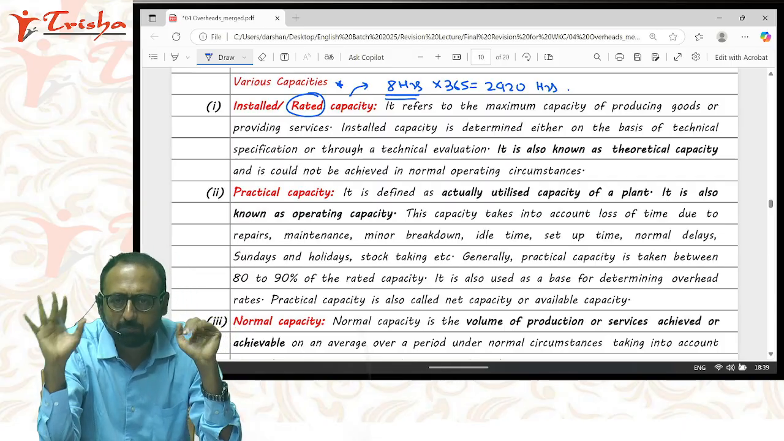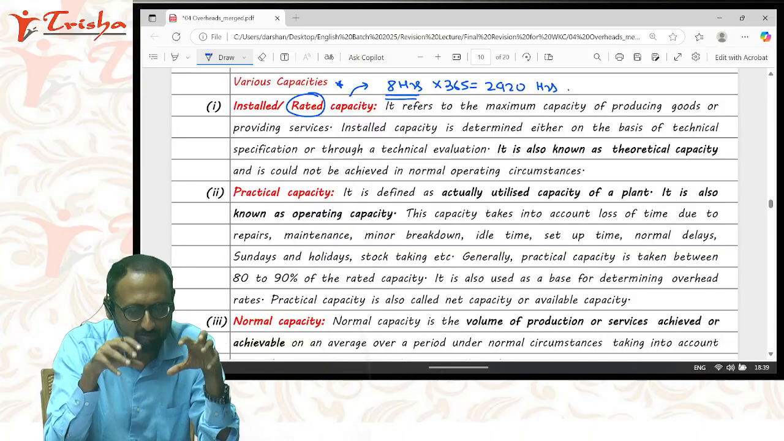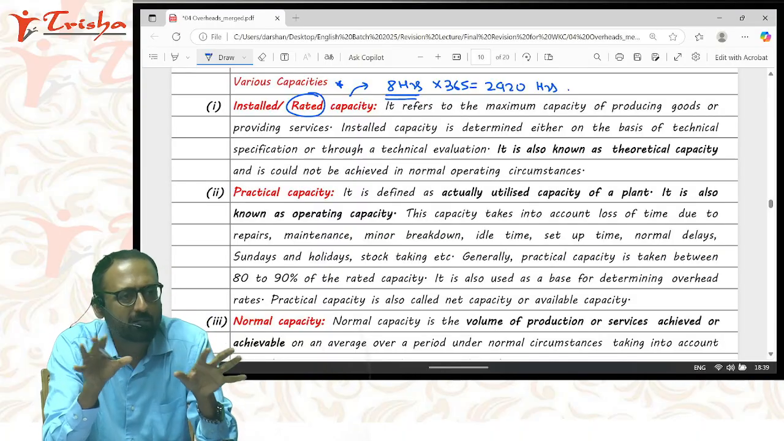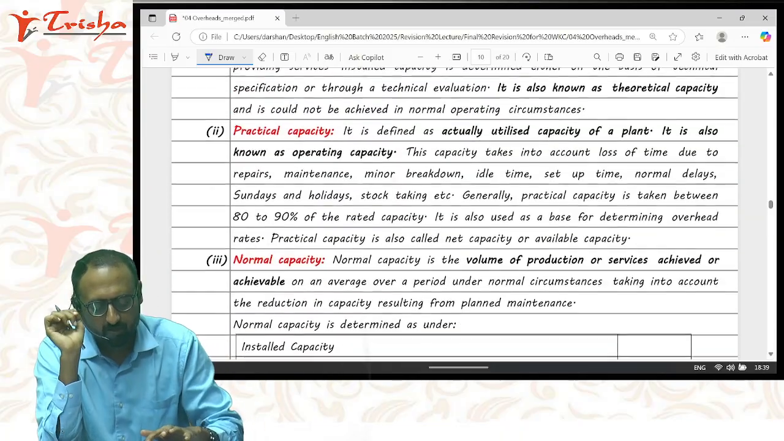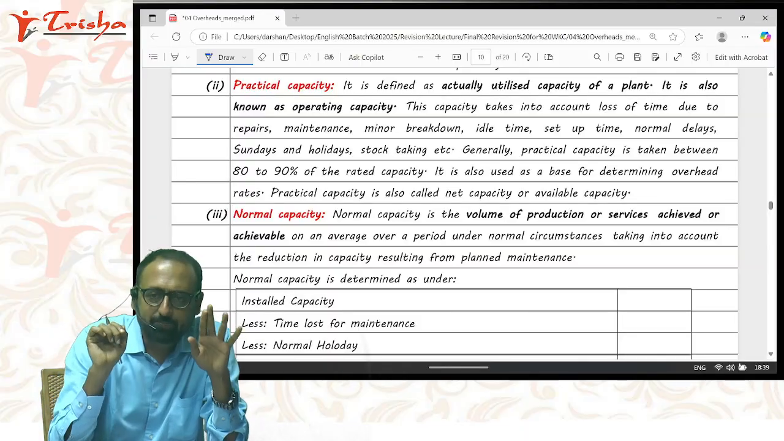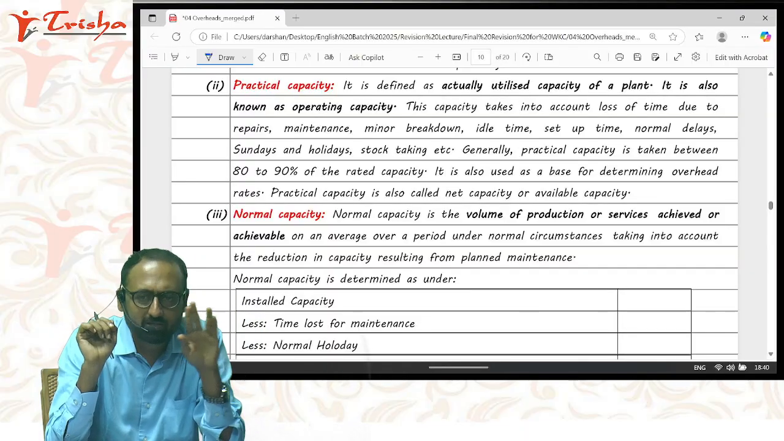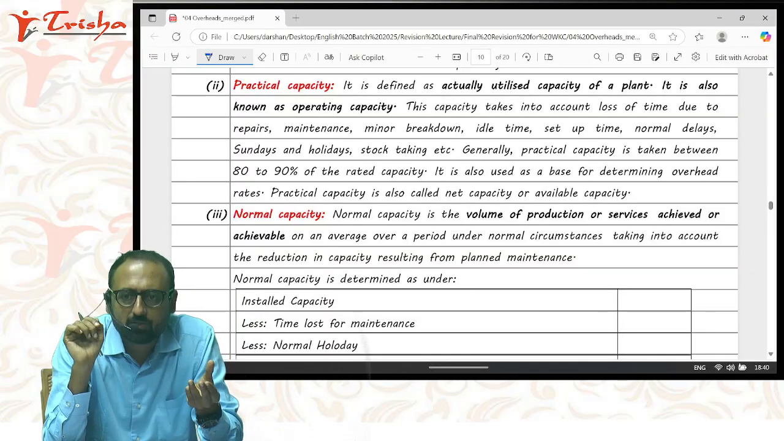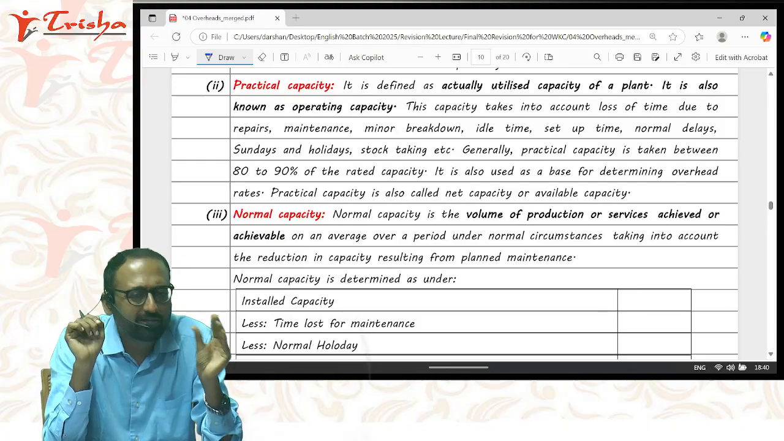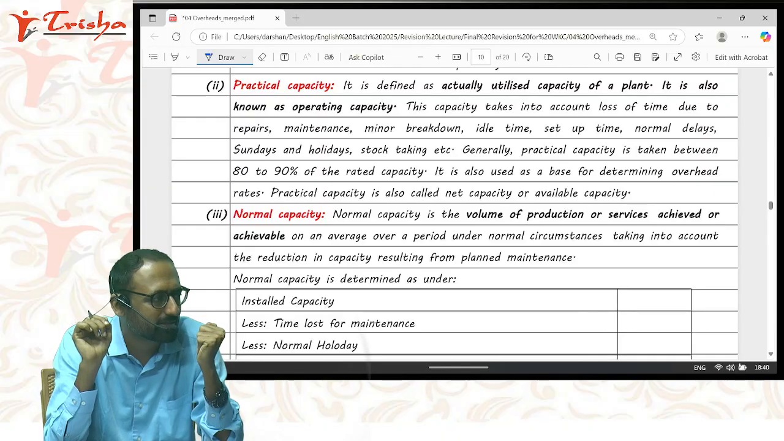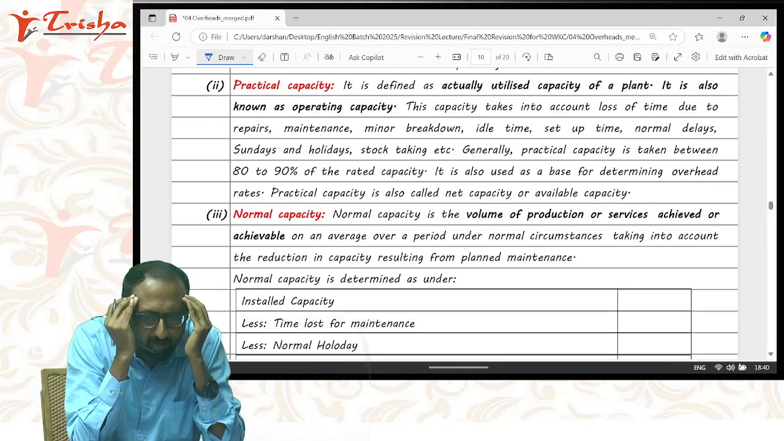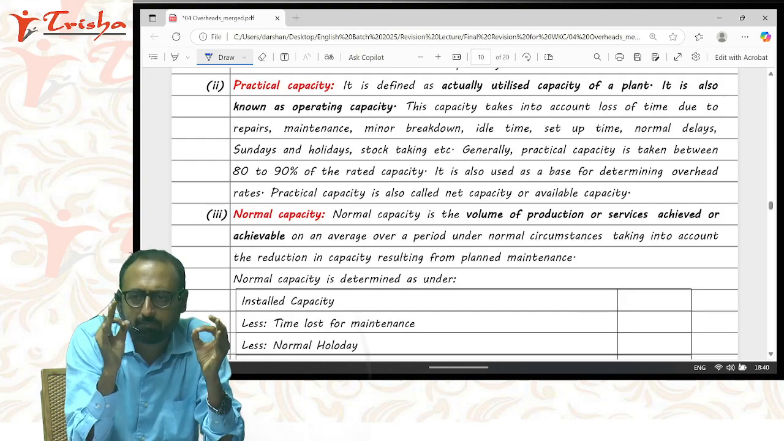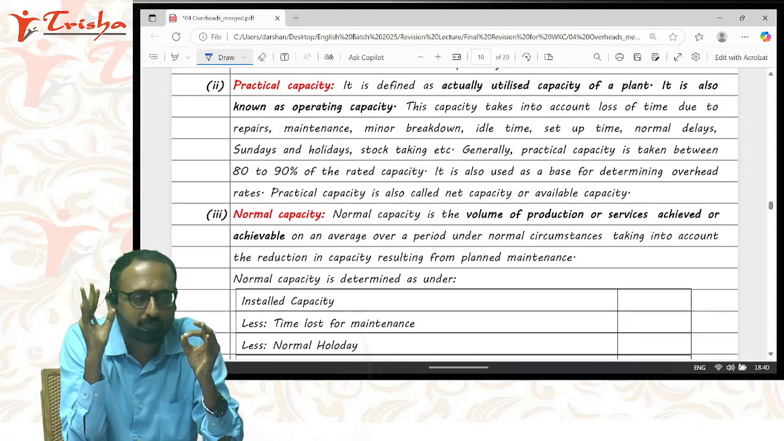Terms and conditions apply. Rated capacity means the capacity the manufacturer informs us the machinery has. Next, the second capacity is practical capacity. You'll have to remember the name: practically possible capacity. It is around 80 to 90% of the installed capacity. A simple formula to fit in your mind: practical capacity is equal to installed capacity minus normal idle time.